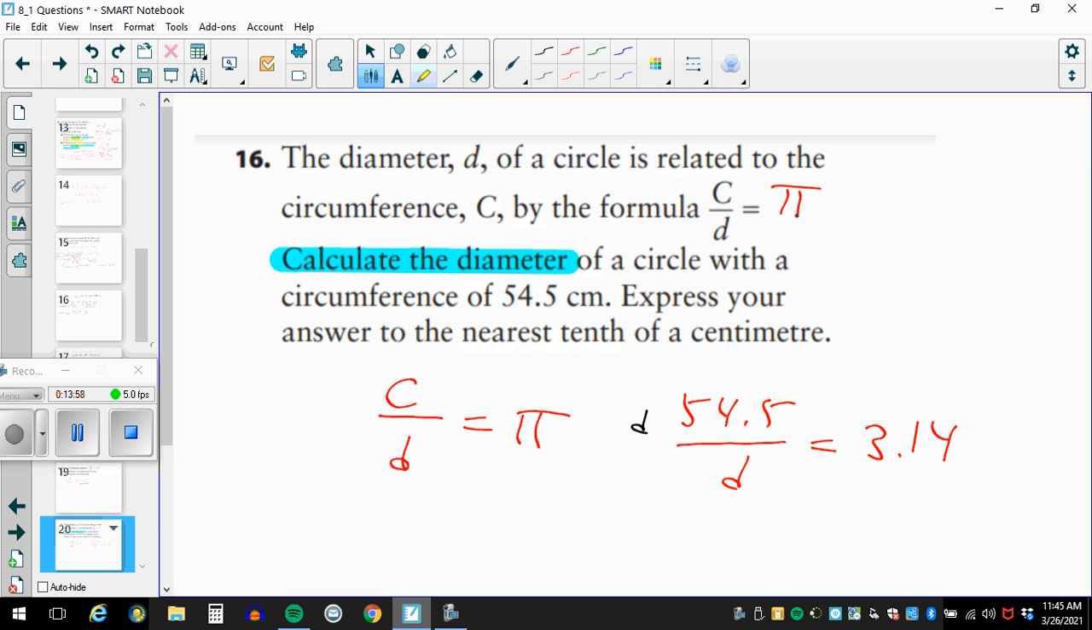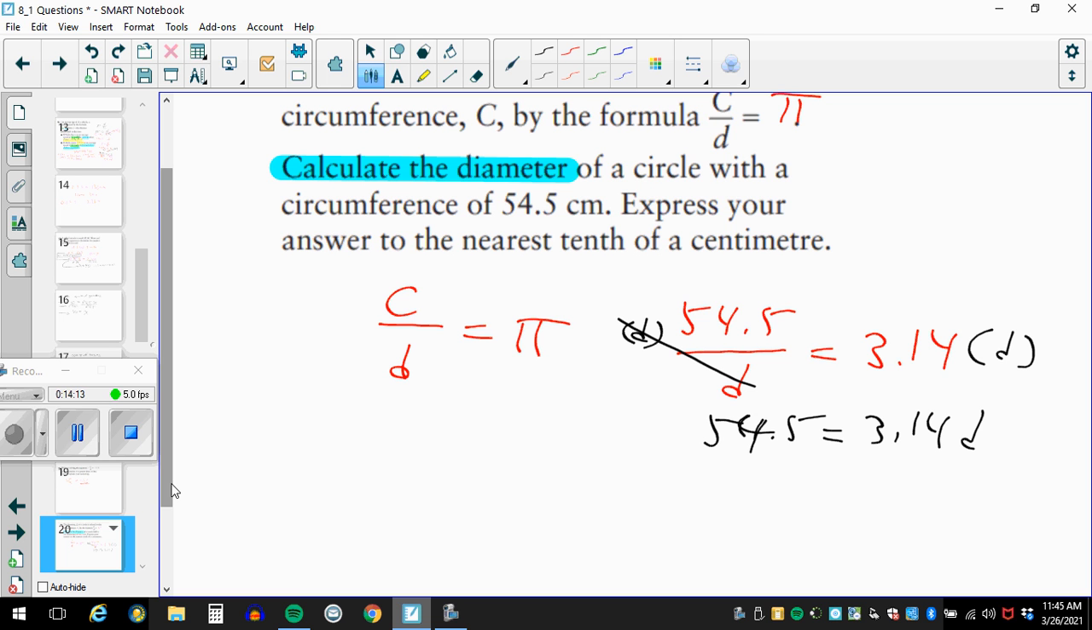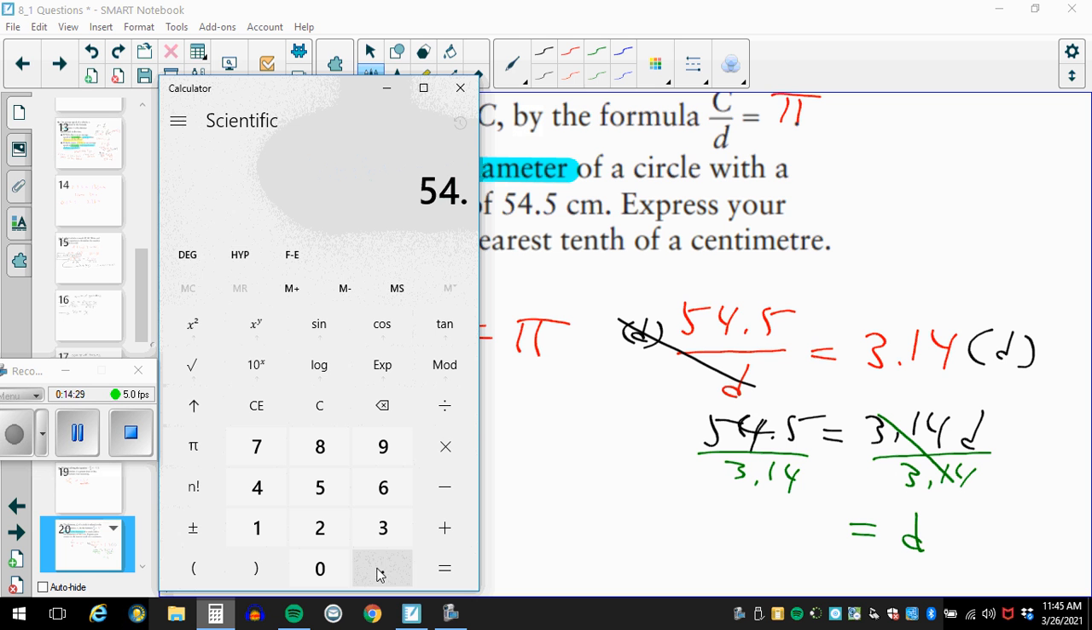So step 1, because the variable is in the denominator, is multiply both sides by d. You get 54.5 is equal to 3.14 d. That's step 1. So now I've switched my variable to the other side, and it's not a part of a fraction. Divide both sides by 3.14, and d will equal 54.5 divided by 3.14. The diameter of that circle, is that right?